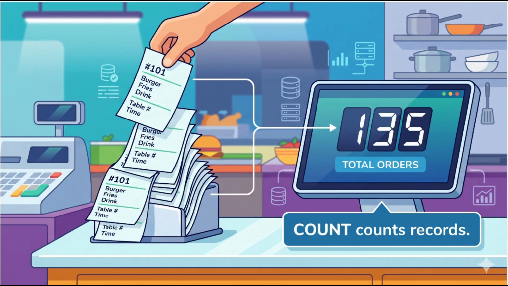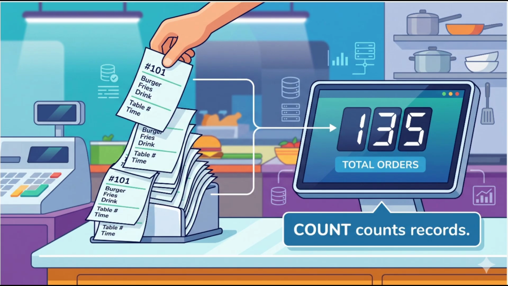Now imagine the restaurant manager asks, how many orders did we receive today? If there are hundreds of orders, counting them manually would take time. SQL makes this easy using COUNT. COUNT is used to count records. For example, SELECT COUNT(*) FROM orders. This means count all records in the orders table. If the orders table has 250 rows, SQL will return 250. So count gives us a number.